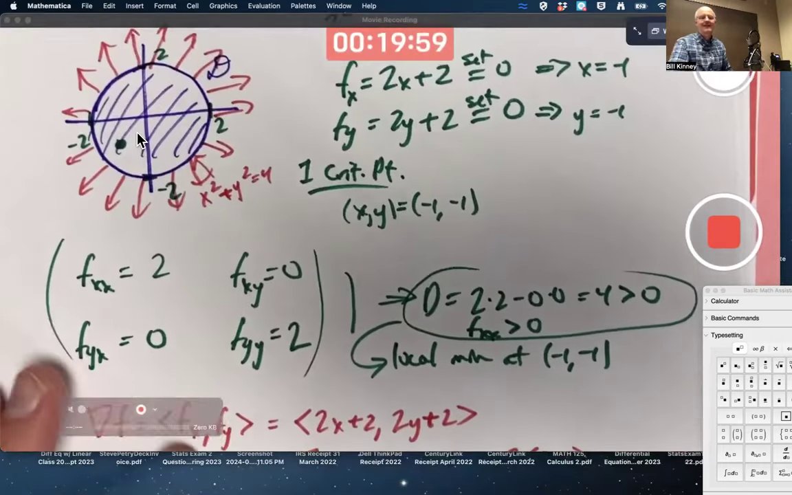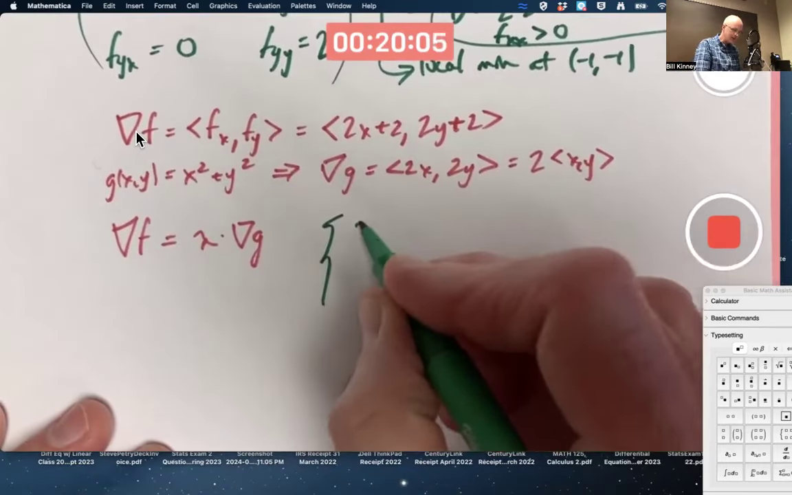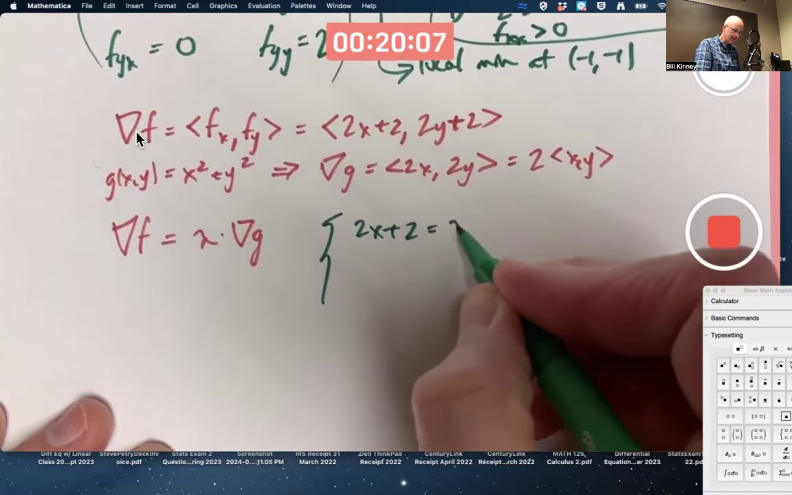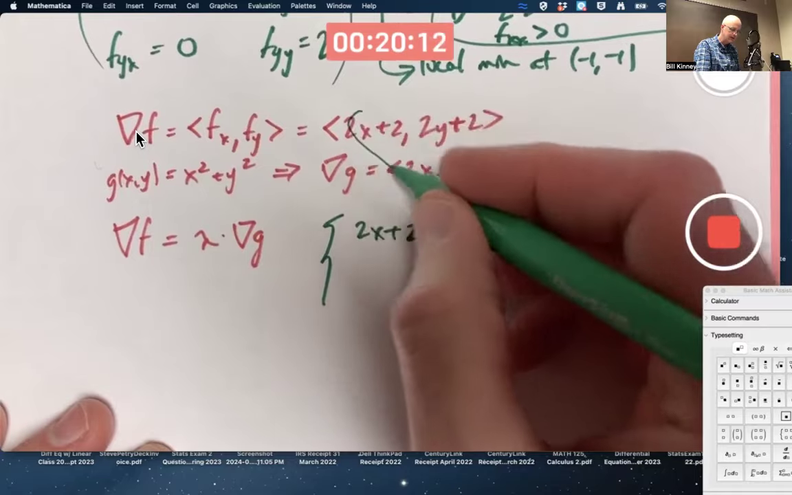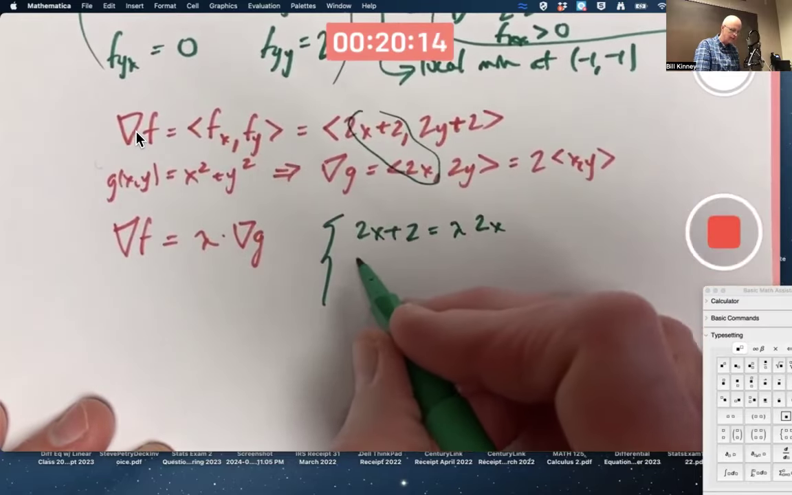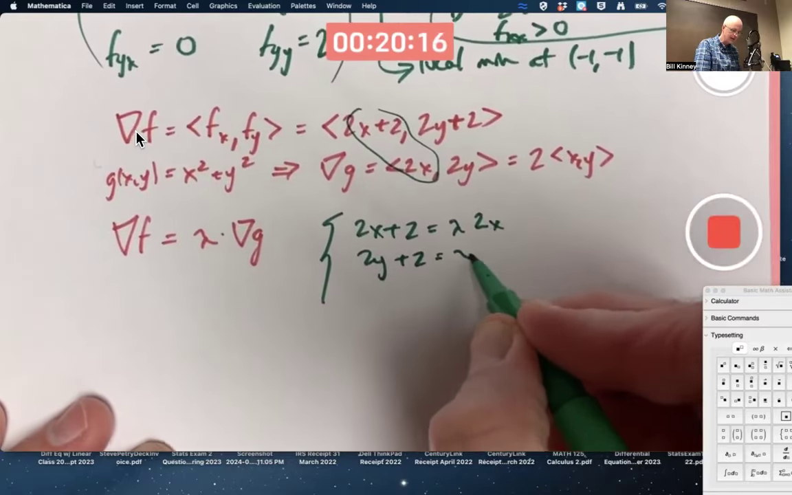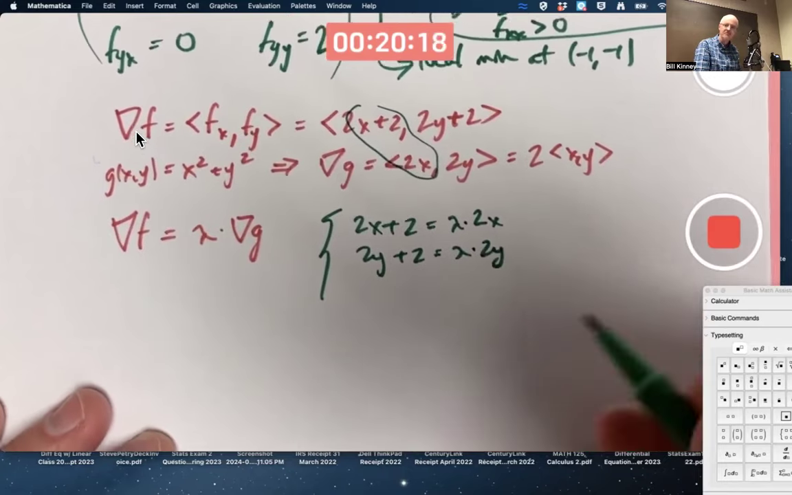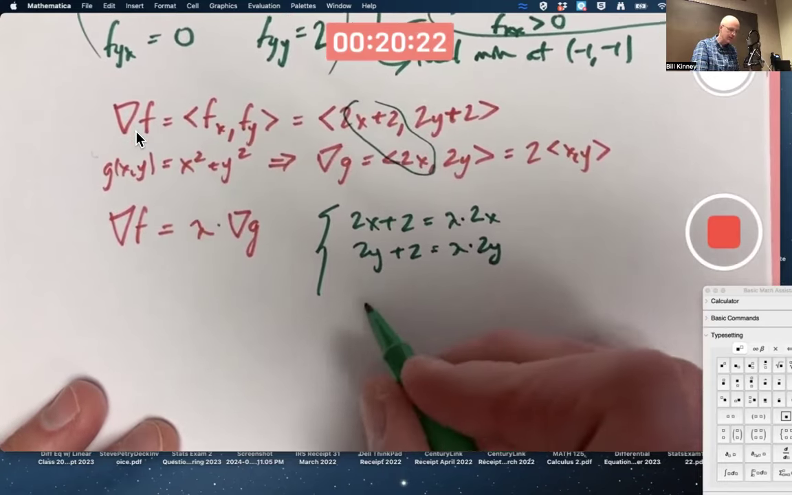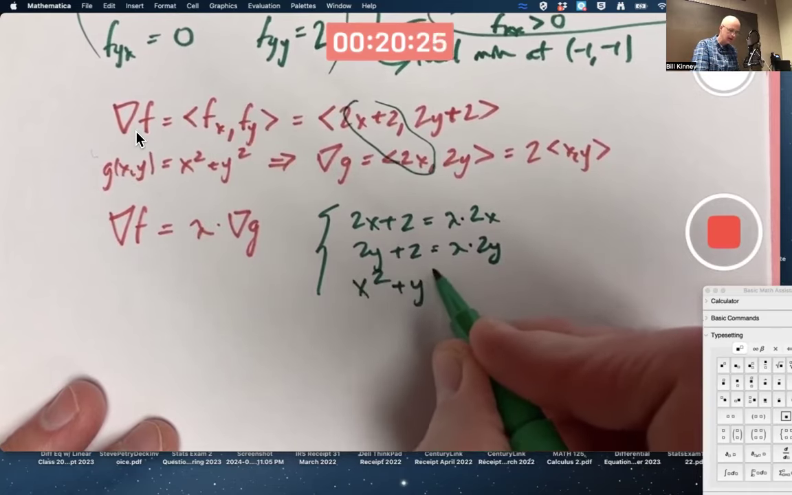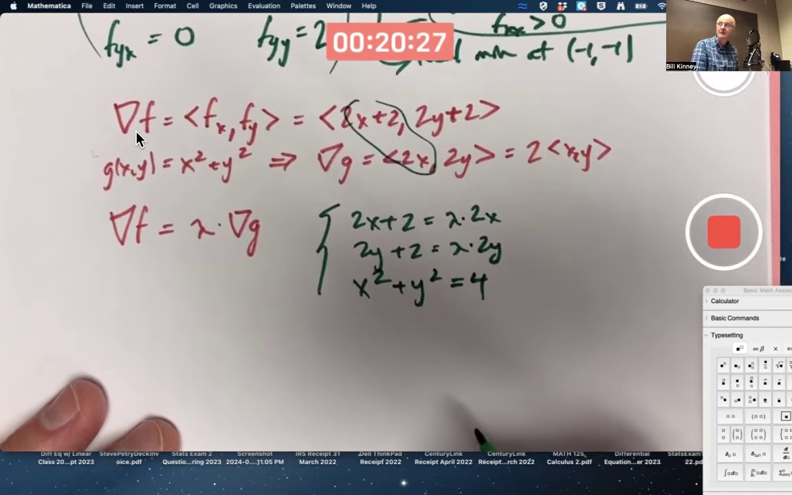Let's do it. The system of equations is going to be 2x plus 2 equals lambda times 2x. Looking at these two things. Then 2y plus 2 equals lambda times 2y. Then don't forget your constraint equation as well: x squared plus y squared equals 4. You've got to use the 4 if you're going to be on the boundary.